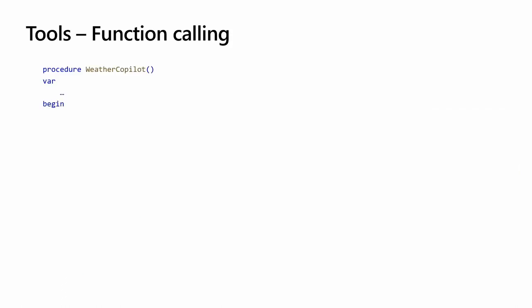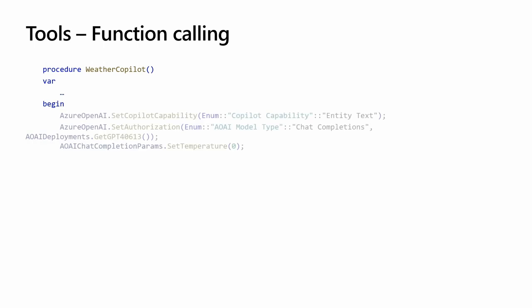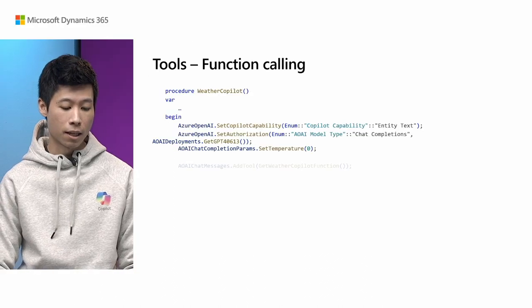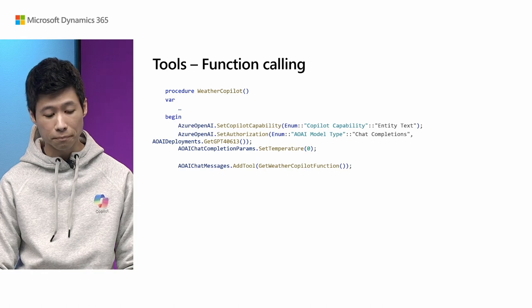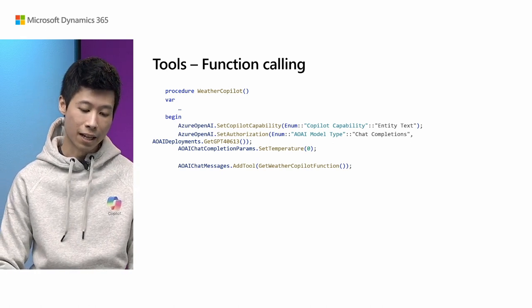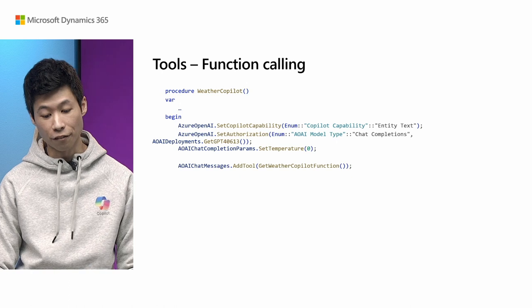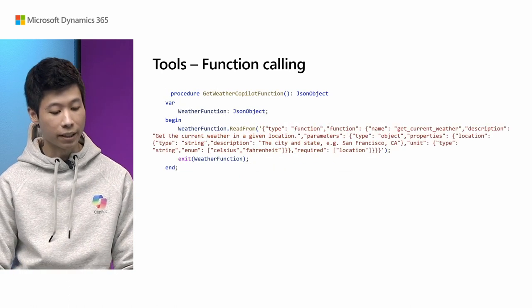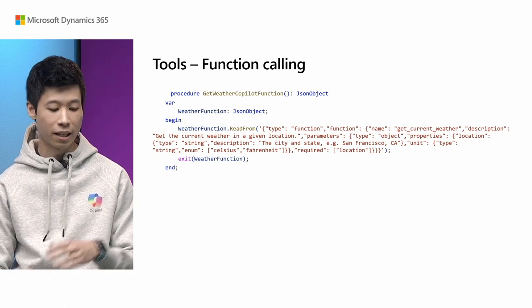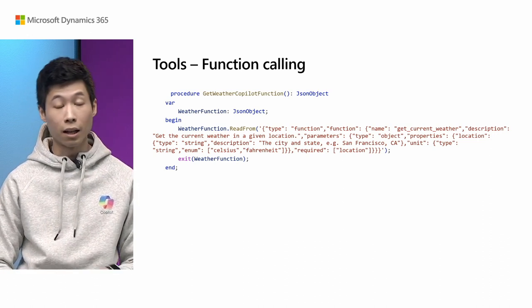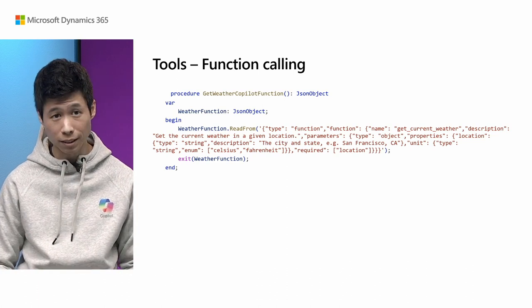So how does all this look like in AL? Setting up your capability and your authorization, etc., are all part of the session I had mentioned earlier, so I will not go into details about that. However, we'll start with how you add your tool to the chat messages. Here I'm adding my tool, and it calls the getWeather Copilot function. I have my getWeather Copilot function here, where it actually just reads text into my JSON object and returns that. I do note this is only for demonstration purposes.